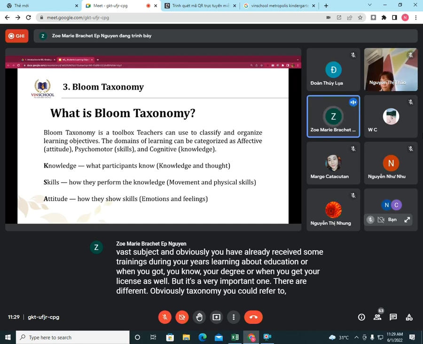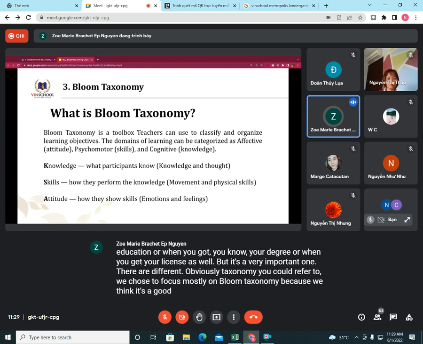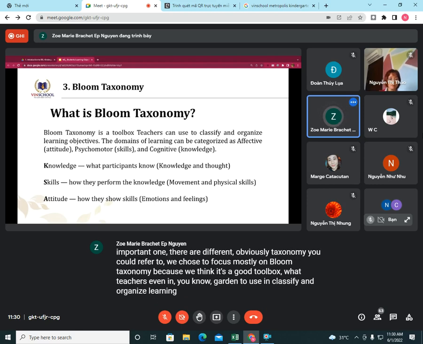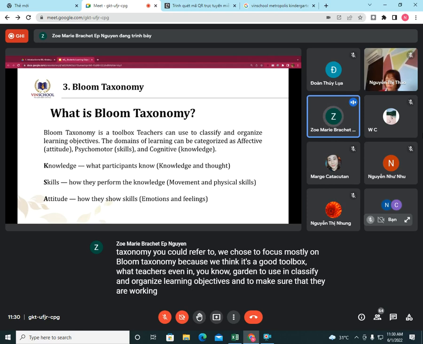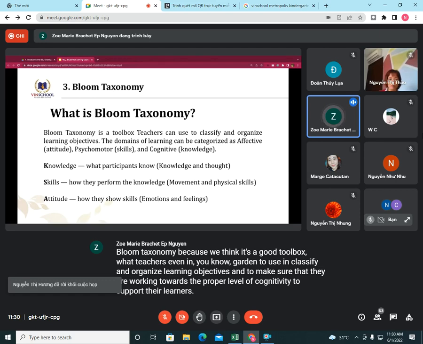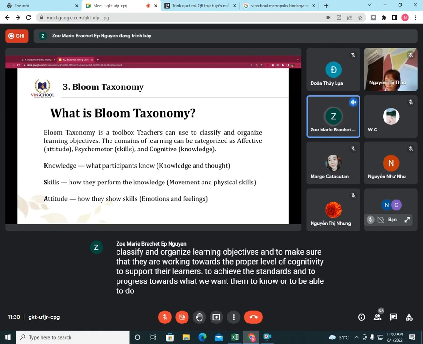We chose to focus mostly on Bloom's taxonomy because we think it's a good toolbox for teachers, even in kindergarten, to use to classify and organize learning objectives and to make sure that they are working towards the proper level of cognition to support their learners to achieve the standard and to progress towards what we want them to know or to be able to do in primary.